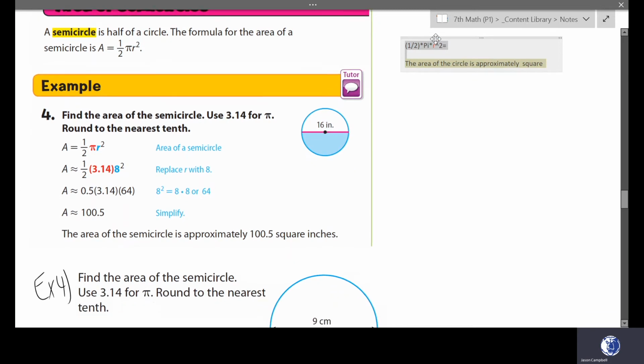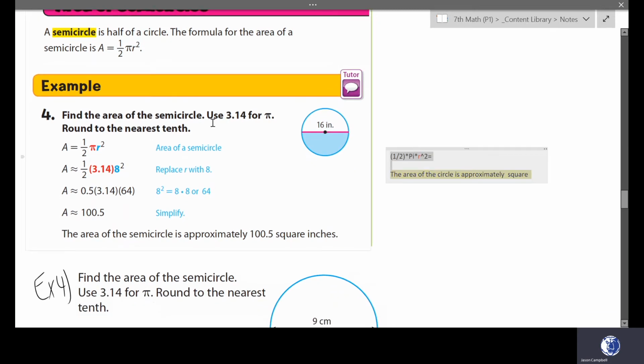And let's make sure it's working with this example 4 here. So it says find the area of the semicircle, use 3.14 for pi. It looks like we have a diameter of 16 inches, which means we have a radius of 8. So if we have a radius of 8, and I plug that into my formula, I should get an answer of 100.5. And I do. So this formula works.